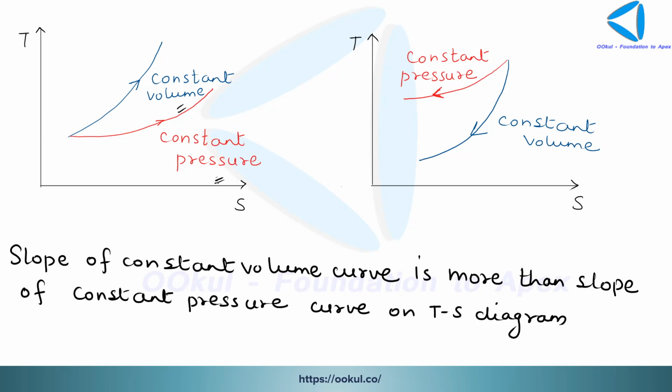This is for increasing temperature, and similarly for decreasing temperature, constant pressure has the lower slope and constant volume has the higher slope. So this is summarized here: the slope of the constant volume curve is more than the slope of the constant pressure curve on a TS diagram.